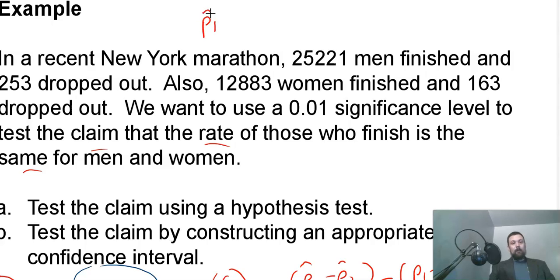All right, now P1 hat, this one is kind of tricky though. Remember, P1 hat is equal to X1 divided by N1. Now, we're talking about the proportion of men and women who finish the race. So that is what we are going to consider a success.